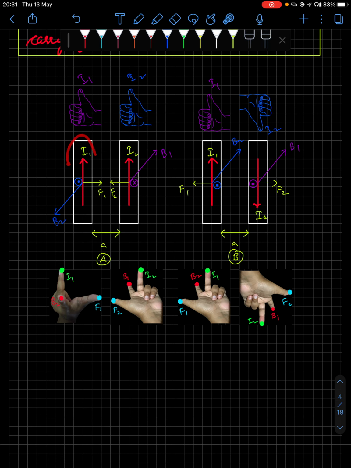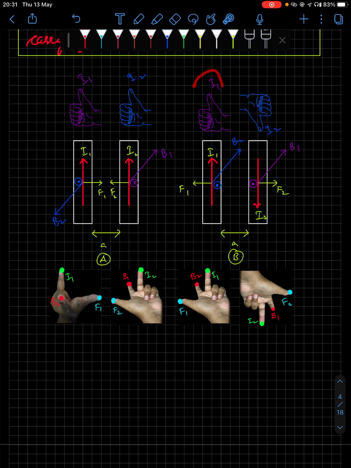So you see that when currents are being carried by the wires in the same direction, then the wires attract each other with forces F1 and F2. Now the case is different when you see the currents are in the opposite direction.